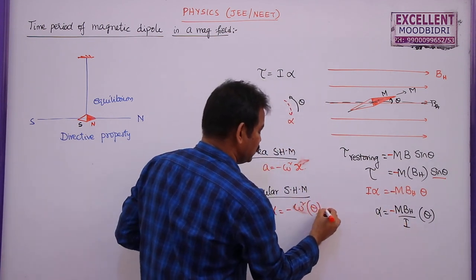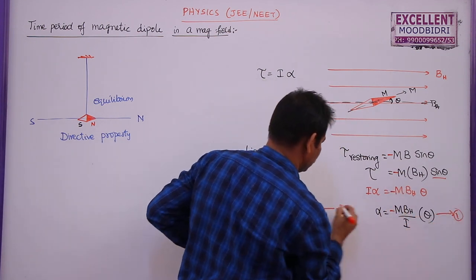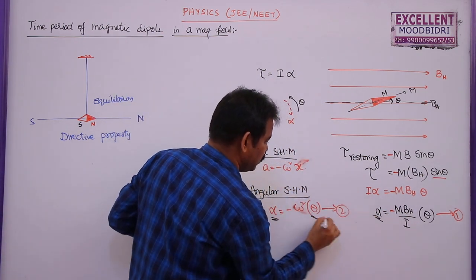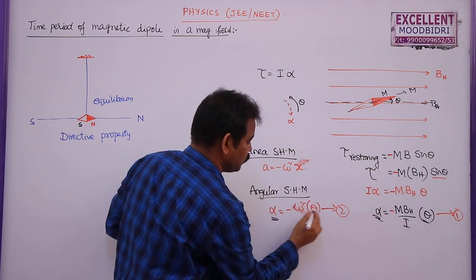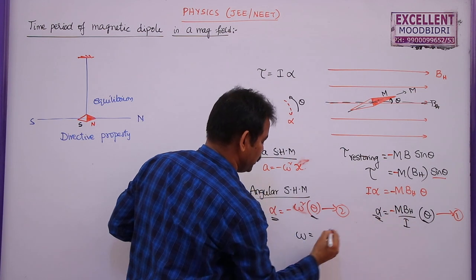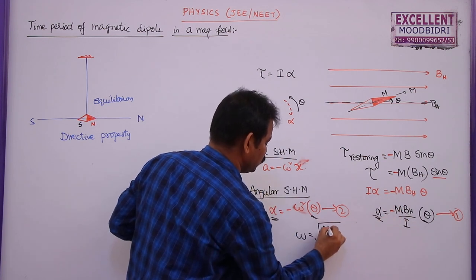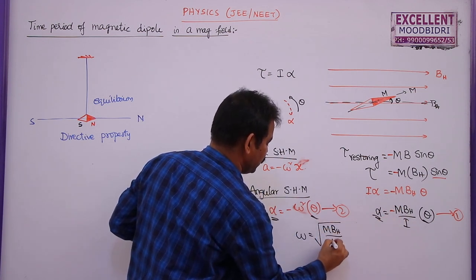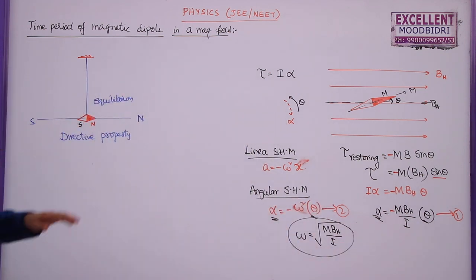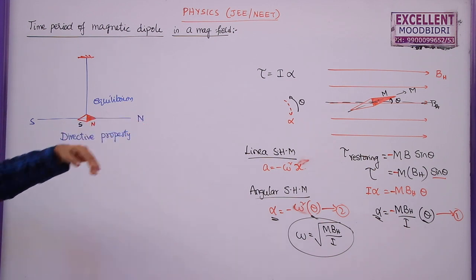Now compare equation 1 with equation 2. You can compare alpha with alpha, theta with theta, and minus omega square will be minus mB_H by I. So omega square is equal to mB_H by I, and omega is equal to root of mB_H by I. This is the angular velocity of this dipole in this magnetic field.